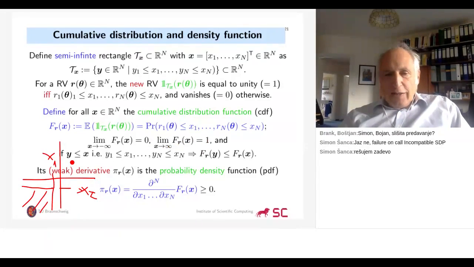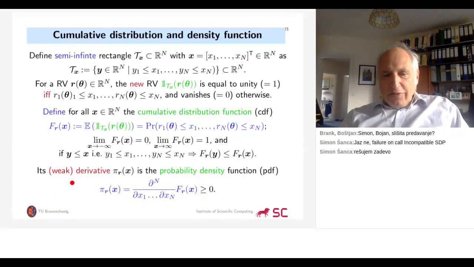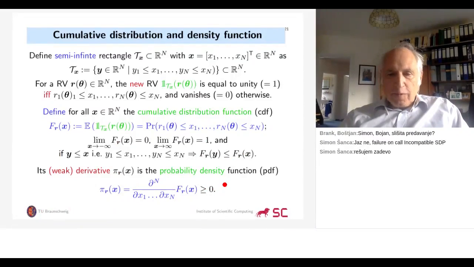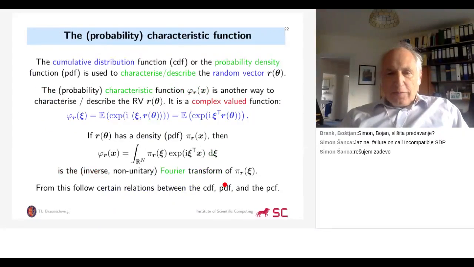And if y is smaller or equal than x, meaning that all the components of y are smaller than x, okay, then of course F_R of y is smaller than F_R of x, okay? And I think I can clear this now, okay? So you can see this, and the weak derivative of this guy here, corresponding to that, is called the probability density function, okay? So the multivariate probability density function. Good.